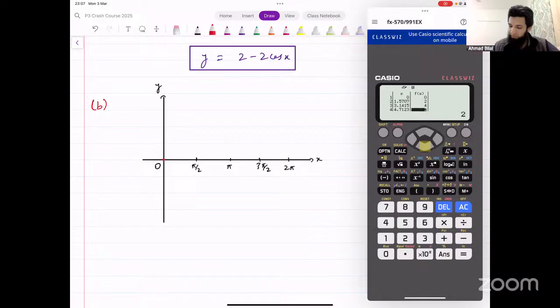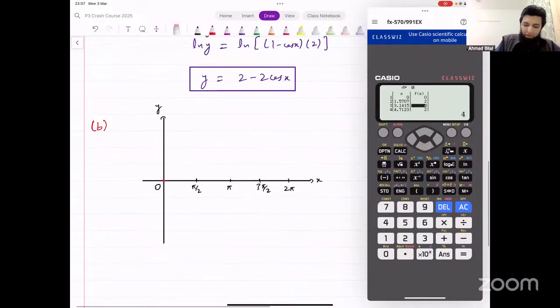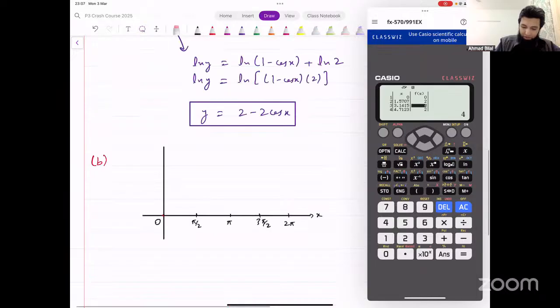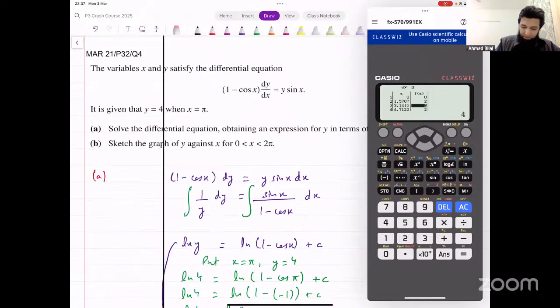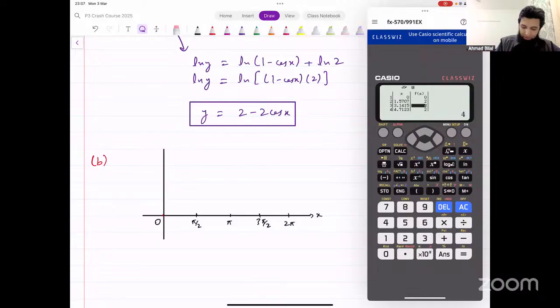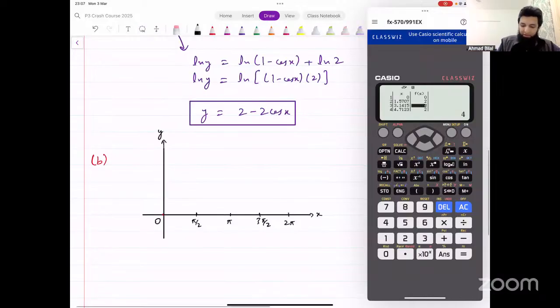What's the maximum value on this? 4, minimum is 0. Okay, so on the vertical axis, we have to go up to 4 on the upper side. What I'll do for that is I'll just extend this a little. Okay, so this is the y-axis, and we've got 2, 4 like this.